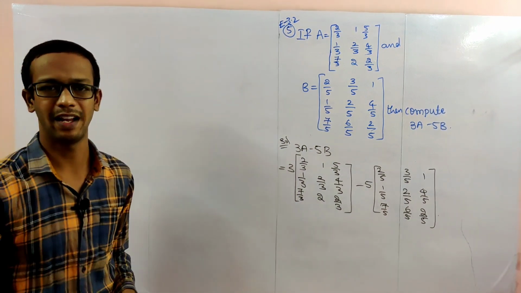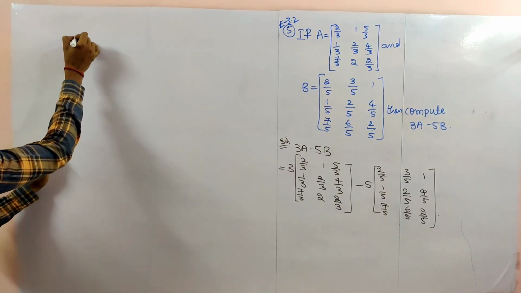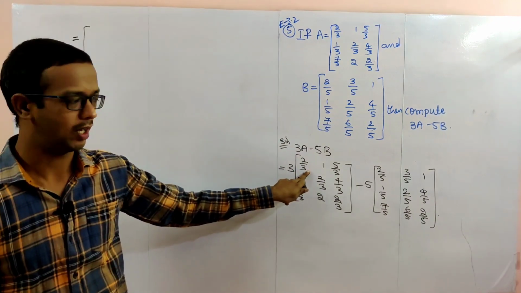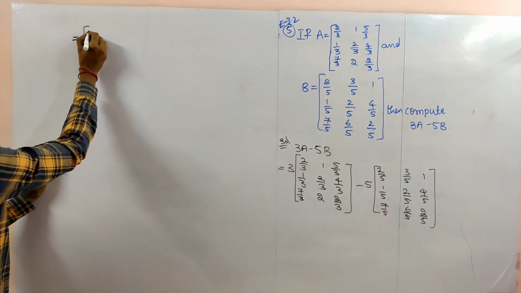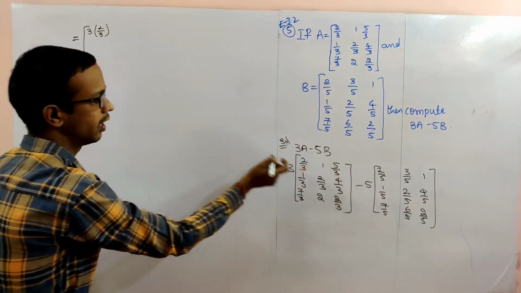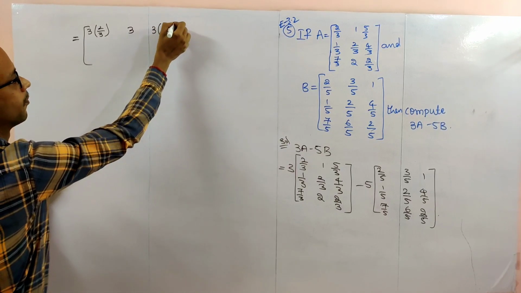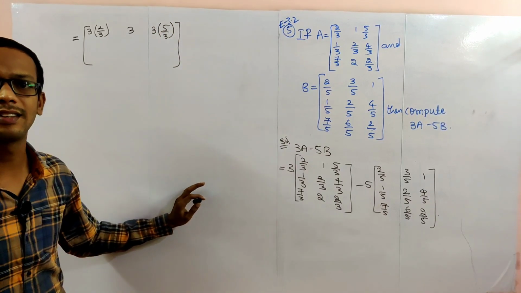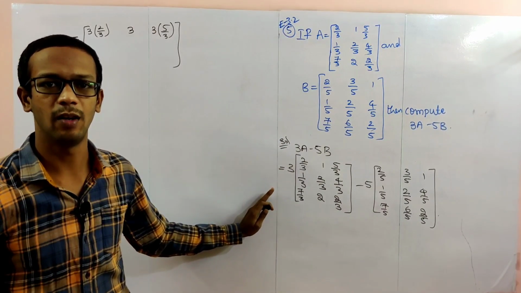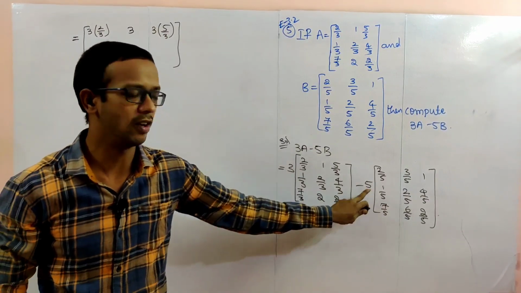So now just multiply inside. What you will get? I'll multiply here. 3 multiplied, just one step I'll write. 3 into 2 by 3. 3 into 1 is 3. 3 into 5 by 3. Why? Because this is a scalar multiplication. Scalar multiplication means each and every element in the matrix multiplies with 3 here. Here multiply with 5.